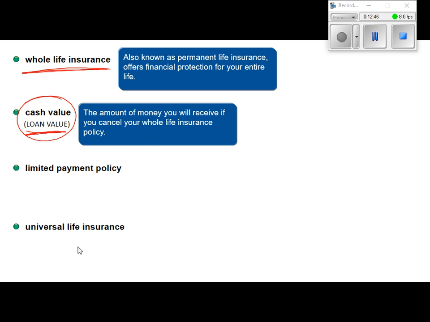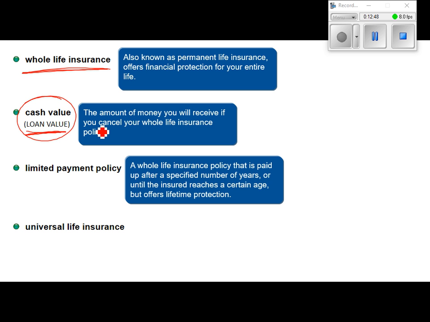A limited payment policy is a whole life insurance policy that is paid up to a specific number of years. So this is just a different kind of whole life insurance. You pay for a specific number of years or until you reach a certain age. Let's say you set it up so that you pay till you're 50. Then once you're 50, you are done paying, but that insurance policy stays as part of your coverage.